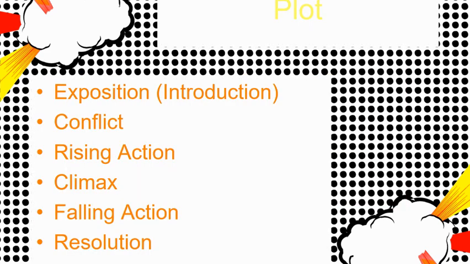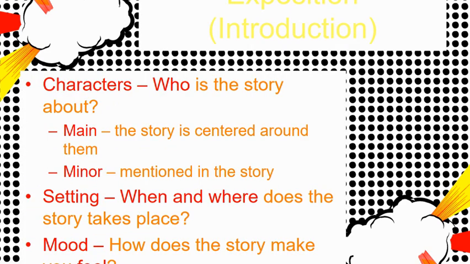So plot has these main parts. The first part is the exposition or the introduction. Then we have the conflict, the rising action, the climax, the falling action, and the resolution. The exposition is the introduction. It's the first part of the story.